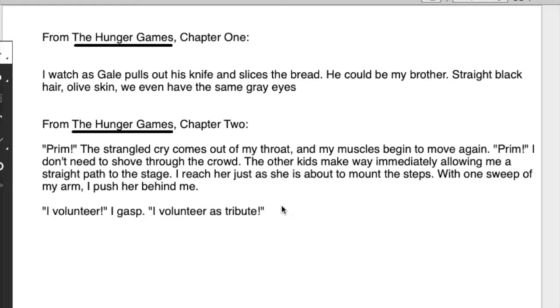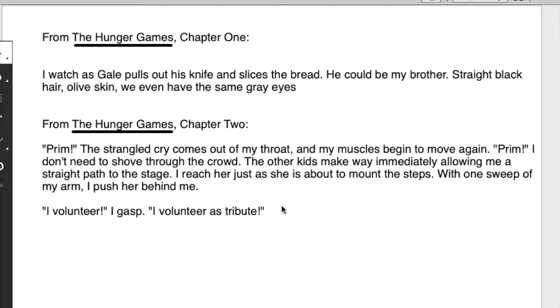I reach her just as she is about to mount the steps. With one sweep of my arm, I push her behind me. I volunteer, I gasp. I volunteer as tribute." All right, so in this example, this is indirect characterization. We see some action from our main character, and we're able to determine some information about her.